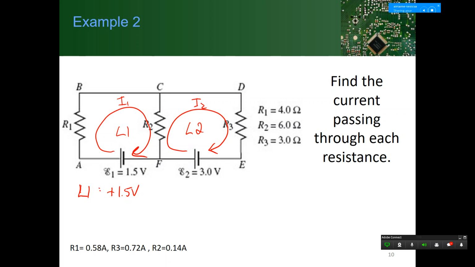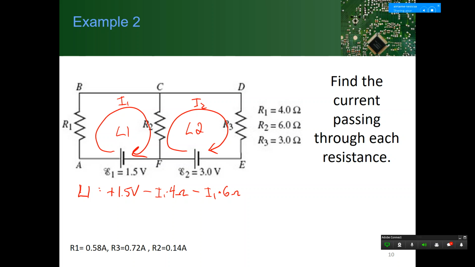So what's the voltage drop against R1? Well, I have to subtract it, because I'm losing voltage across the resistor. So I'm losing I1 times R1, which is 4. So I gained 1.5 volts. I dropped some volts. Oh, look, I'm going to drop some volts again. So minus I1 multiplied by R2, which is 6 ohms. So I also dropped some voltage. That's why I'm subtracting it.